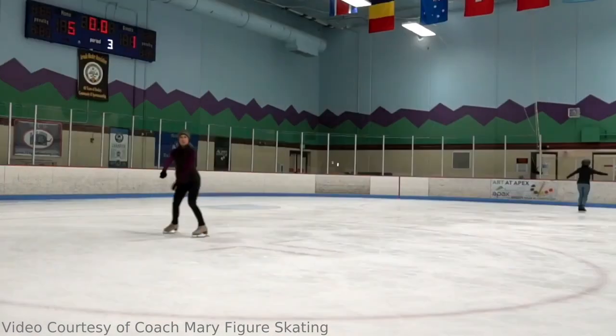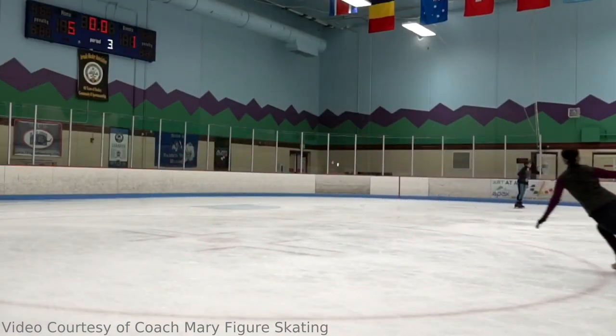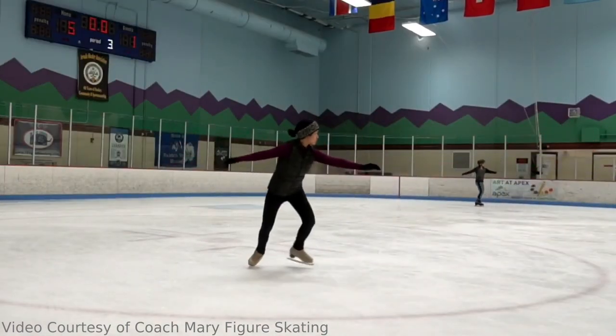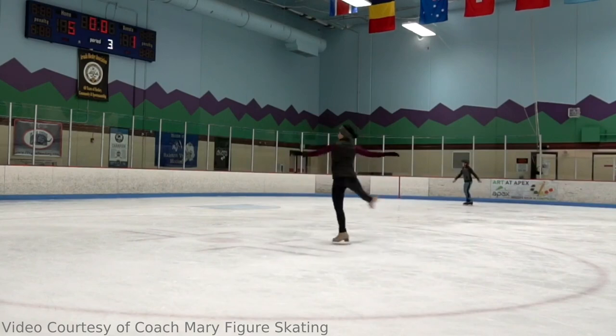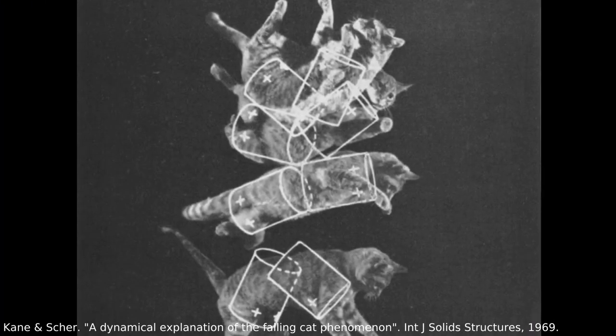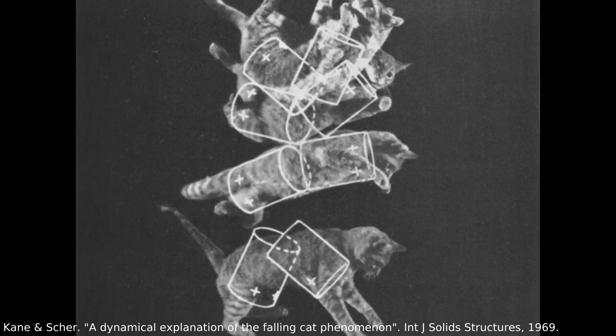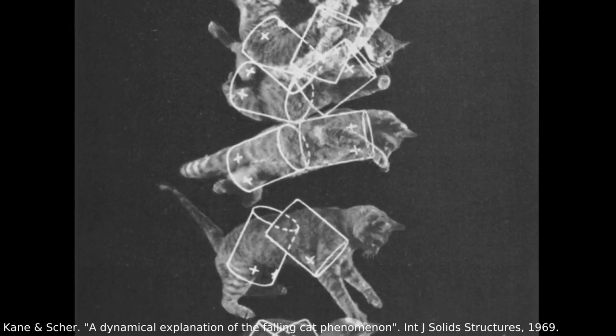First, they spin slowly with their arms outstretched. As they bring their arms close, they spin faster, since the distribution of mass is closer to the axis of rotation. Falling cats use a similar trick. They bend their back and counter-rotate their front and back halves.